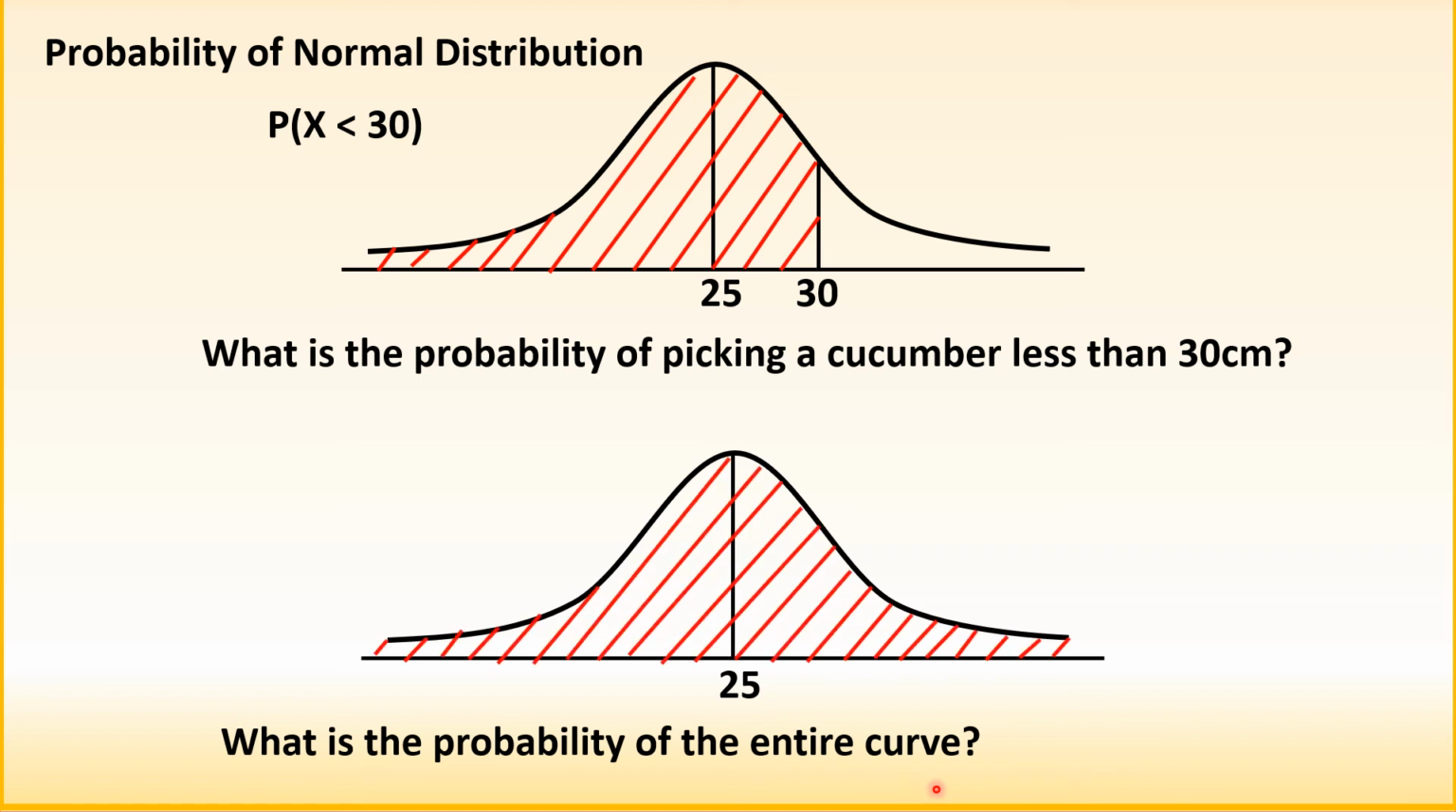So, kapag entire curve yan, ibig sabihin yung area niya, and the area of that is equal to 1. And then ito yung according sa ating property, that the total area of the normal curve or normal distribution is equal to 1.